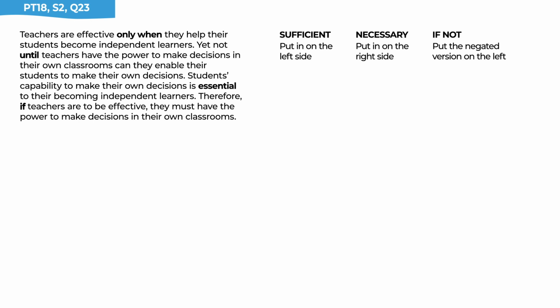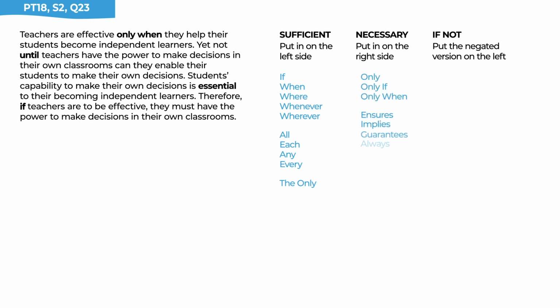The most common sufficient triggers are things like if, when, where, whenever, wherever. Any universal like all, each, any, every. And the only is a sneaky little counterexample, because only and only if and only when are the most common necessary trigger words.